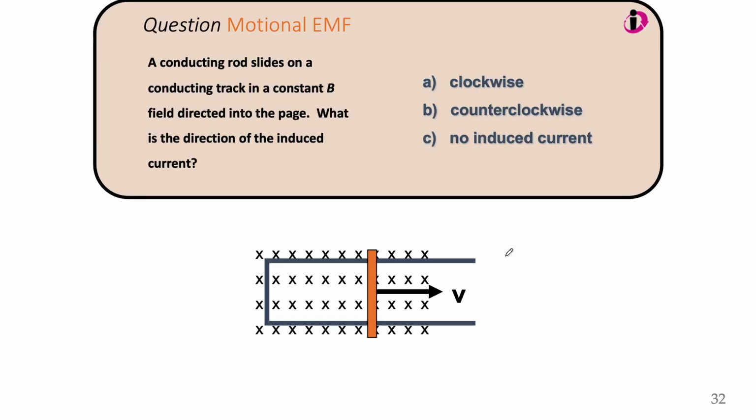Okay, let's look at this example. Now, in this example, a conducting rod slides on a conducting track. So basically, this is a conducting rod, just like in the previous example, and there's this wire here. Okay, so the B field is directed into the page, shown with crosses. What is the direction of the induced current?